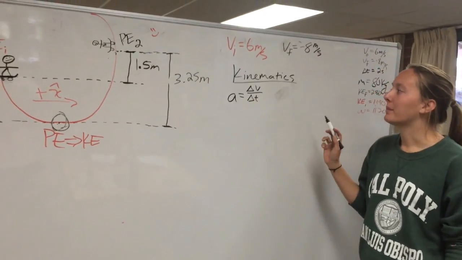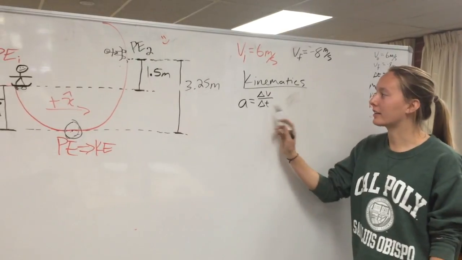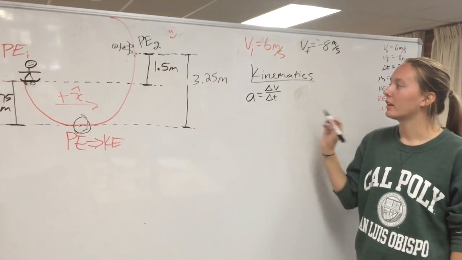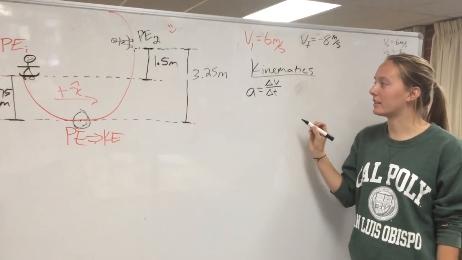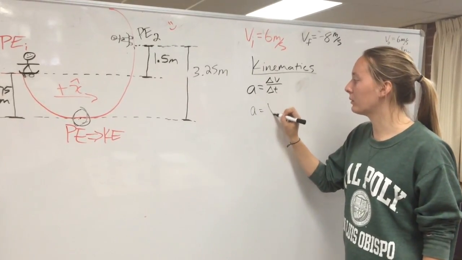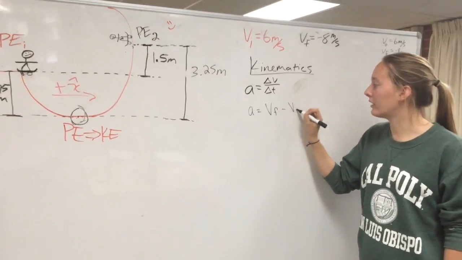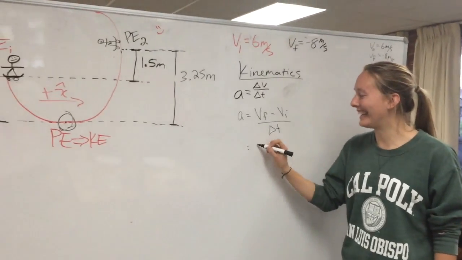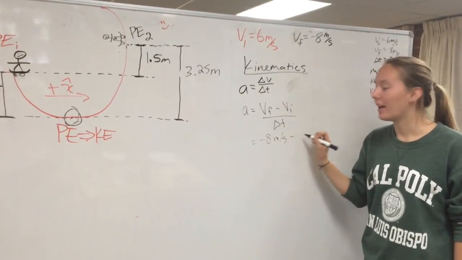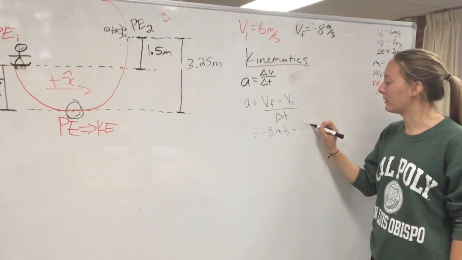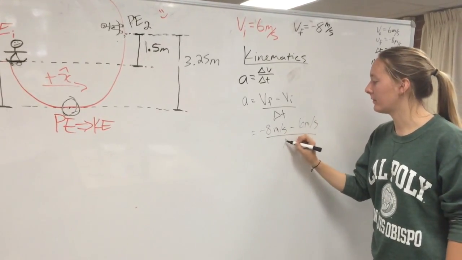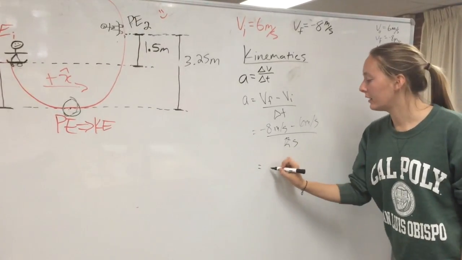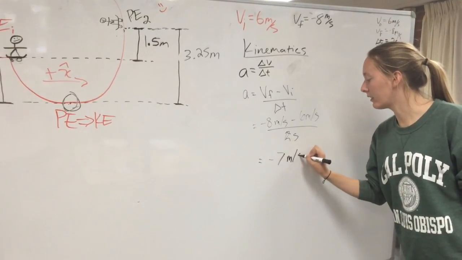Switching to the kinematics lens, we can calculate our acceleration. We know that from the bottom to the top to the bottom again, our change in time was 2 seconds. We also know that acceleration is our time derivative of velocity. So we know that acceleration is equal to our final velocity minus our initial velocity over our change in time. We know that our final velocity is -8 meters per second, and our initial velocity is 6 meters per second, and our change in time is 2 seconds. So doing this calculation, we find that our acceleration is equal to -7 meters per second squared.